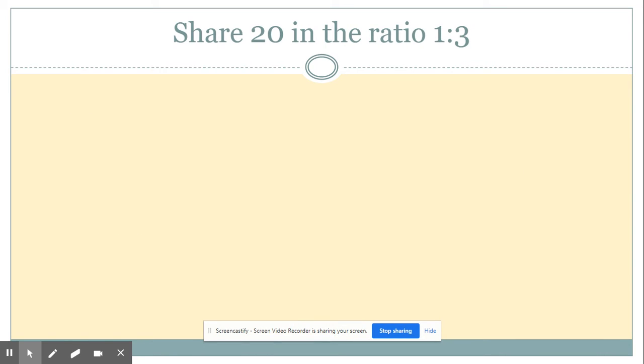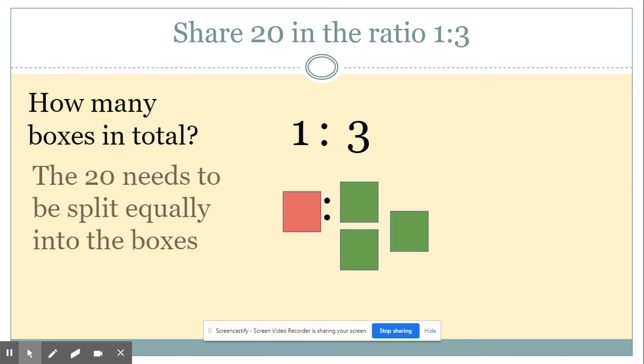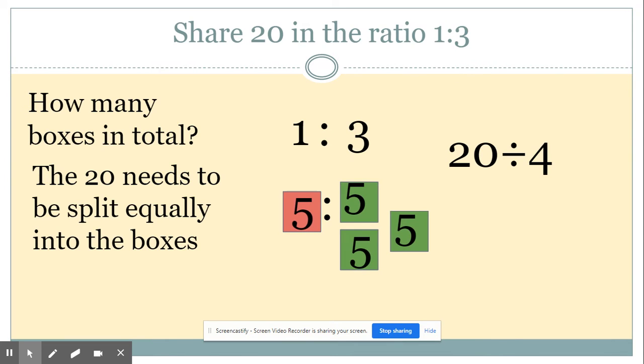Now I have to share 20 in the ratio 1:3. So in total, I have 4 boxes. So that means 20 needs to be divided between 4. So 20 divided by 4, each will be 5. Each box will be equal to 5. So 1 has 5. And on the other side, 3 has 3 lots of 5, which is equal to 15. Answer will be 5:15.